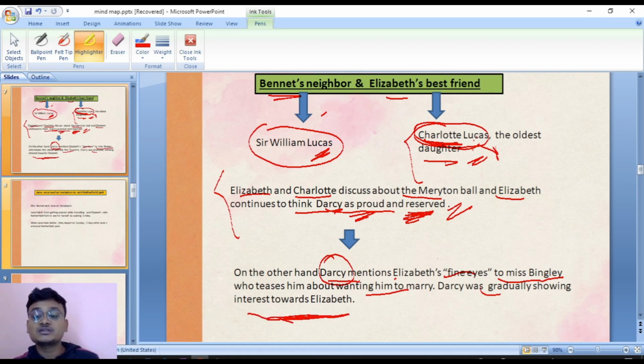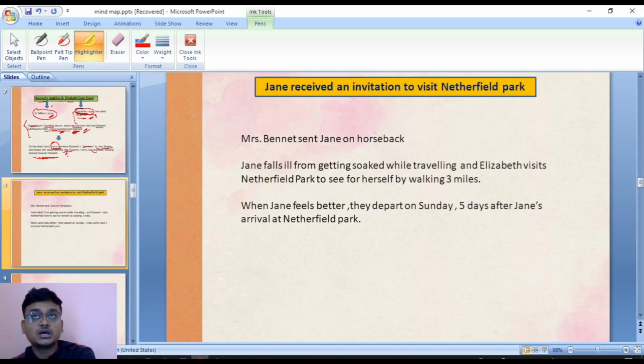Darcy was gradually showing interest towards Elizabeth. But what happened when he was describing the fine eyes of Elizabeth? Miss Bingley was teasing him because Miss Bingley was jealous of Elizabeth, and because of her low status.